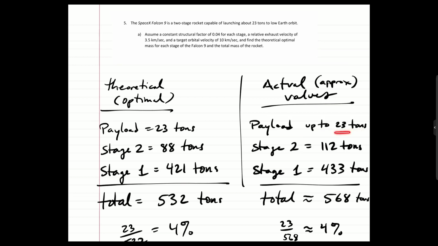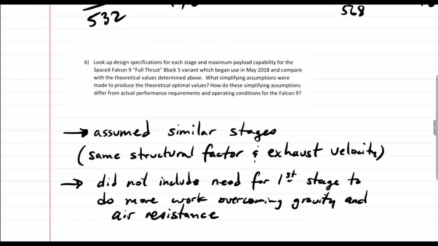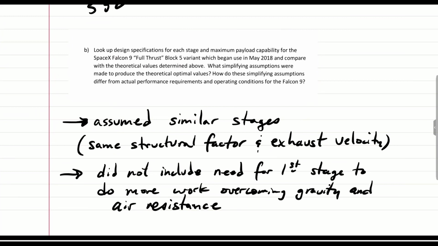But if I use 23 tons for the payload, and we had an actual stage 2 mass about 112 tons, stage 1 about 433, making, if you add 23 with all of these, about 568. You can see that I've computed that the payload is about 4% of the total mass of the rocket in actual practice as well. Very, very close to the theoretical result, even with the assumptions that we've made here. And speaking of that, I thought we could just list again what those were. So it was the fact that we were assuming similar stages, that is the same structural factor on each stage and the same exhaust velocity on each stage.